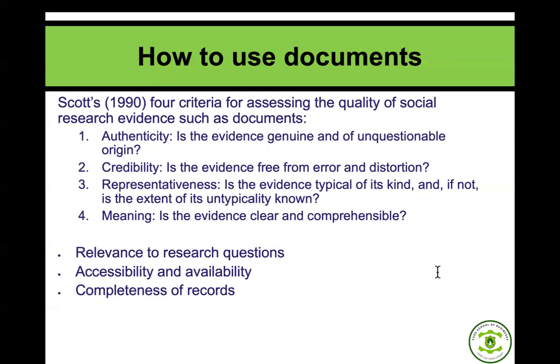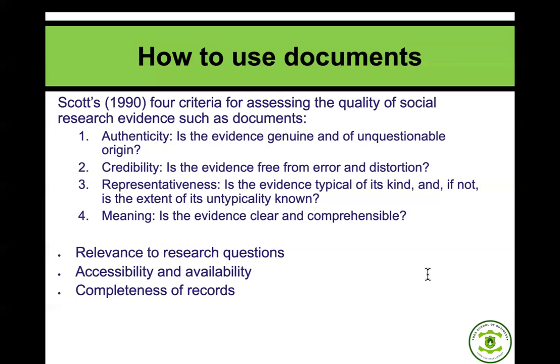Beyond Scott's criteria, I want us to look at these three additional considerations. The first one is relevance to research questions. Every document you select to use as part of your qualitative research should help you answer your research questions. Then the second one is accessibility and availability. You have to consider practical aspects of accessing and using the document. It may be difficult for you to access it, so you may not have to rely on such a document because you will never be able to access it. Then the last issue is completeness of records.